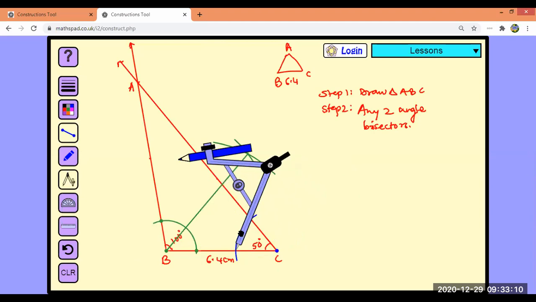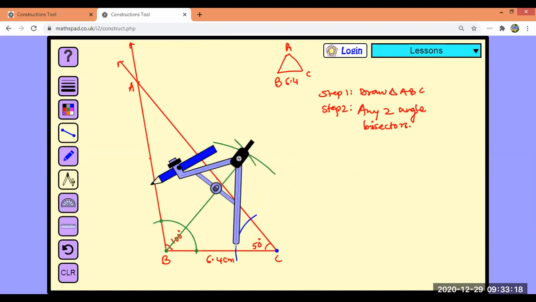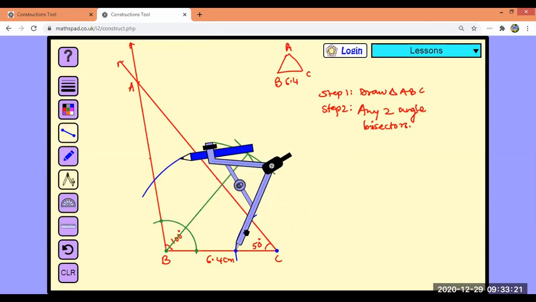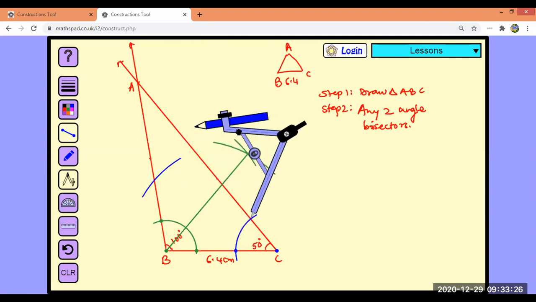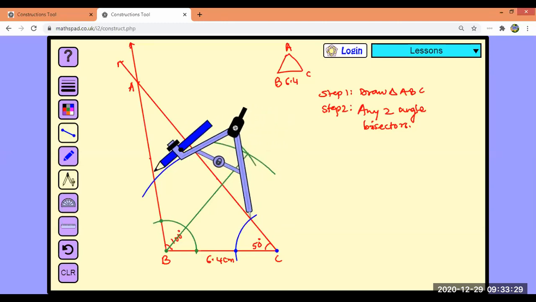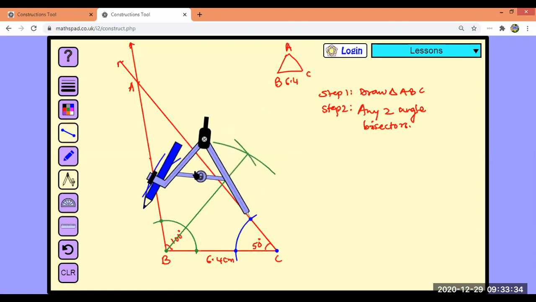So place the steel point on this point where the arc has cut side BC, and now draw one arc like that. Using the same distance, do not disturb the distance, we are going to cross out that arc. Place the steel point on this point, and now we cross out that arc there. That is how we get this point of intersection of the arcs. And now join that point to point C. This is the angle bisector of angle C.